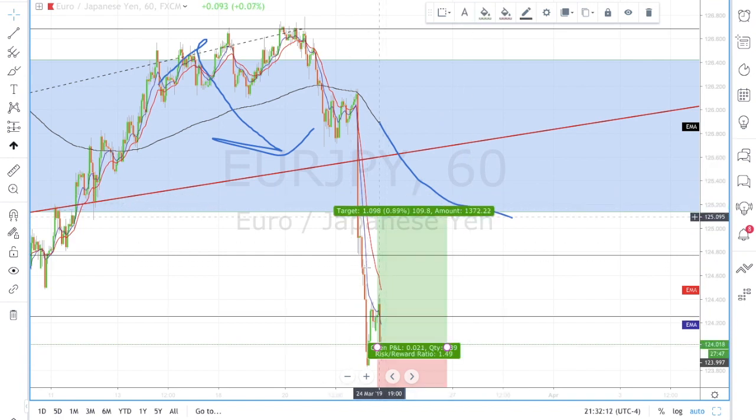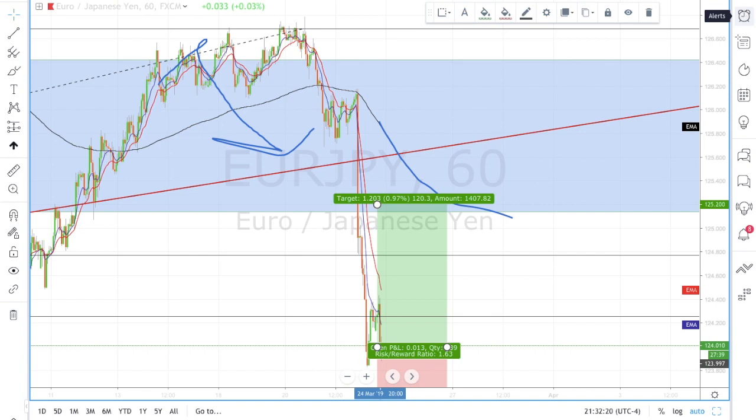maybe not be greedy and take profit at 61. But I'm taking profit at 125.20. So that's it for Euro JPY.